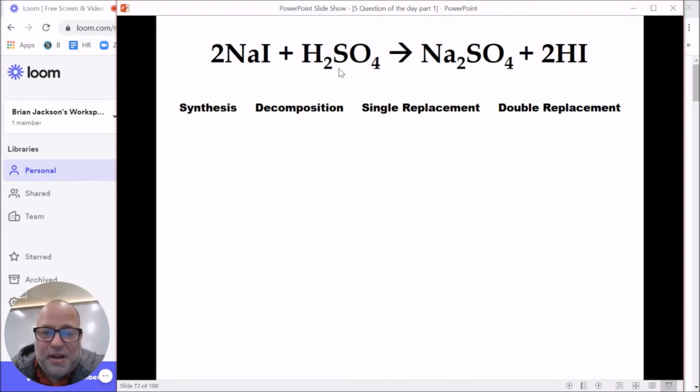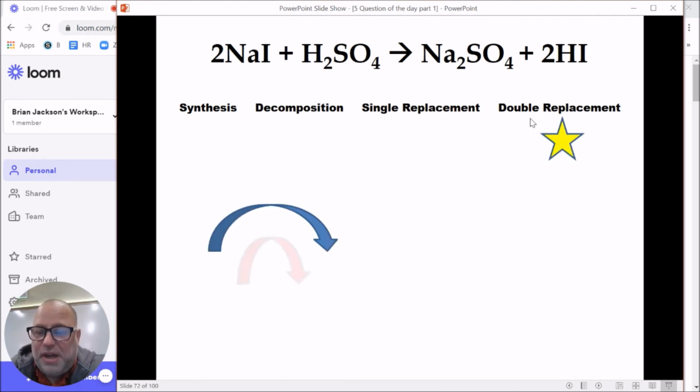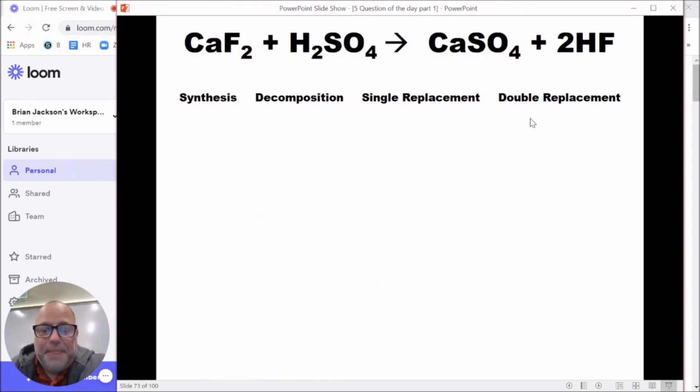There's another one right here. Plus over here, plus over there. It's one of the two replacement reactions. And then all we need to figure out, single or double, is there any one type of element all alone? Sodium and iodine, hydrogen. Okay, these guys are all together. It's going to be double replacement. No one type of element is all alone. A double replacement reaction.